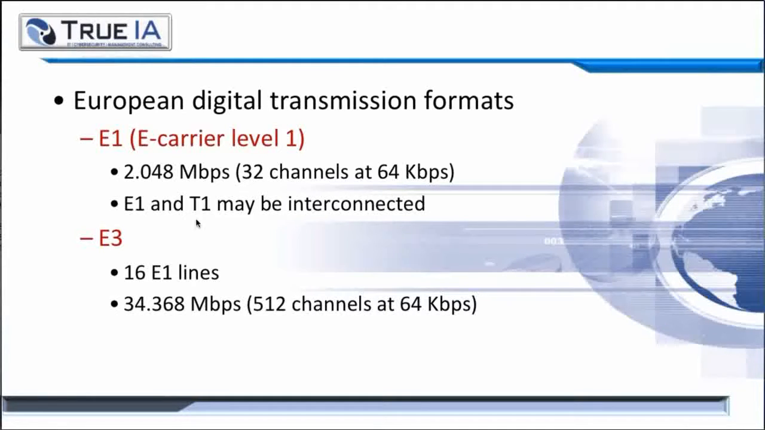There are similar but slightly different standards when it comes to the European standard. An E1 is 2.048 megabits. It's carrying 32 channels at 64 kilobytes a second. The E1 and T1 can be interconnected. However, they will auto-negotiate between themselves. The E3 has 16 E1 lines and has a bandwidth of 34.368 megabytes per second. That's 512 channels at 64 kilobytes.